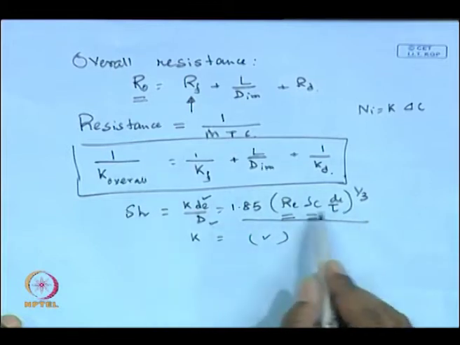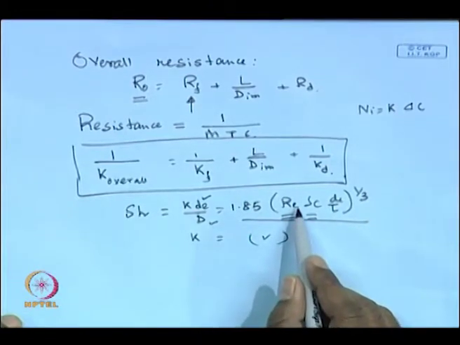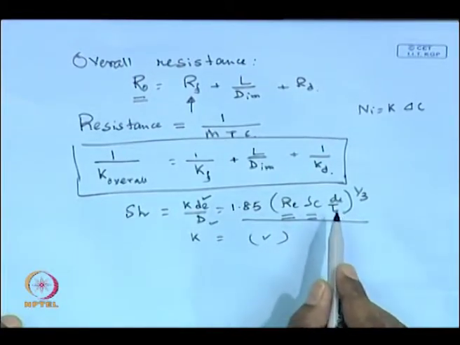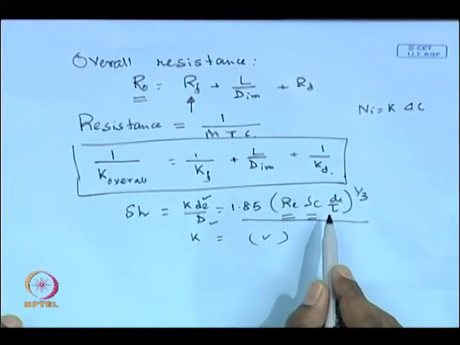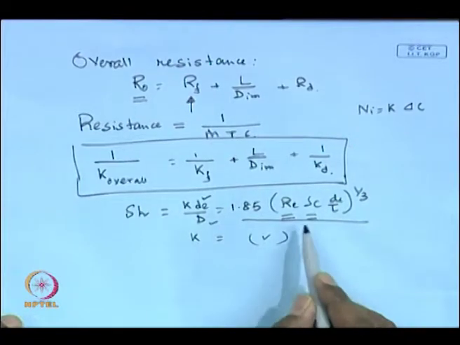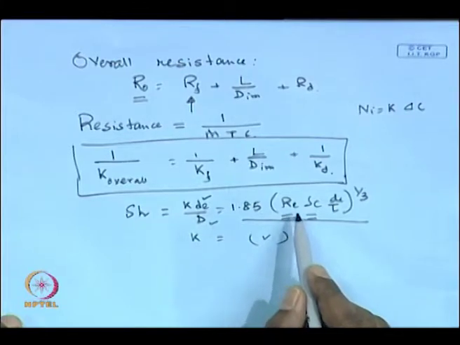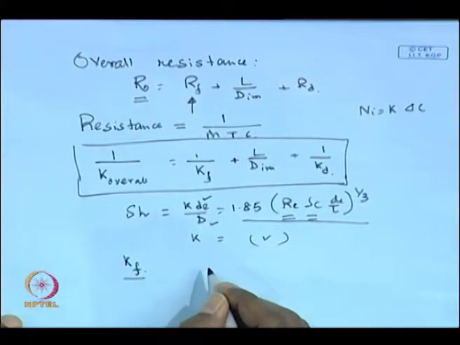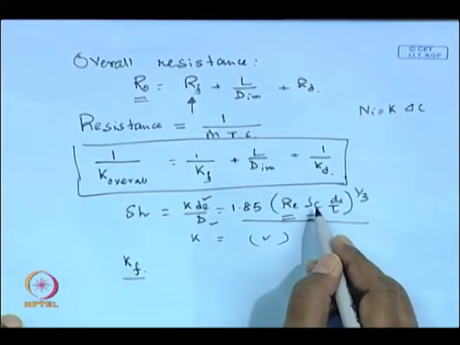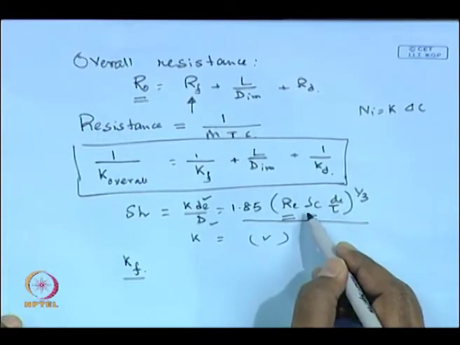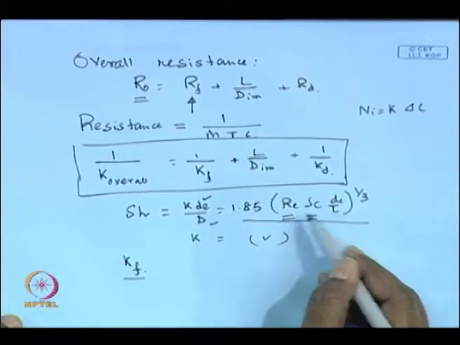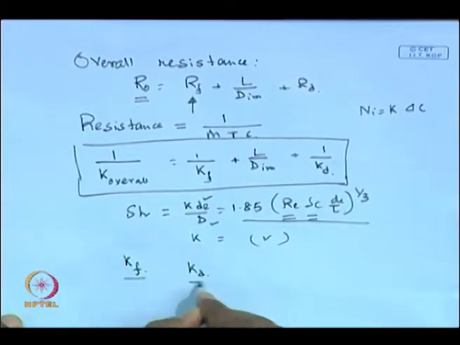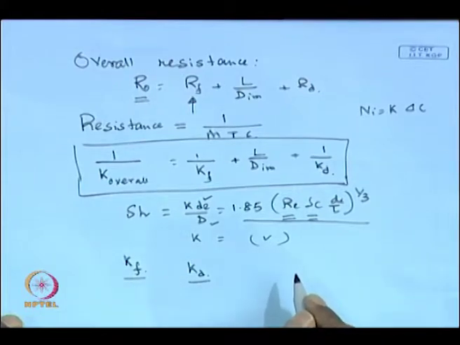If you put the value of Reynolds number in the feed side, because generally the dialysate side flow rate will be 2 times or 3 times more compared to the feed side flow rate. So, if you put the velocity corresponding to the feed side, then you will get the value of the mass transfer coefficient in the feed side. If you put the velocity corresponding to the dialysate side flow rate and the dimensions of the dialysate channel, then you will get the mass transfer coefficient for the dialysate side.